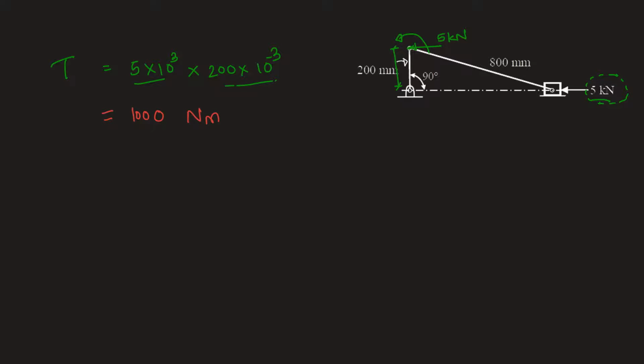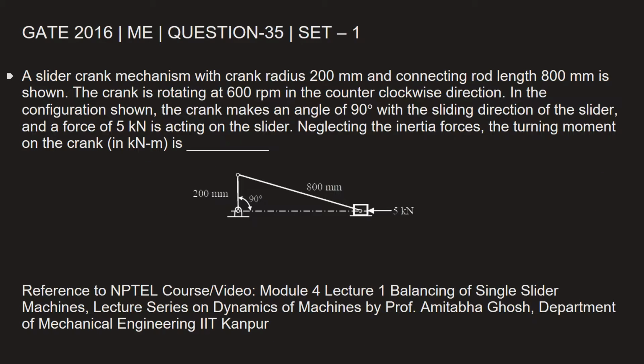We have to write the answer in kilonewton meter. So T equals 1000 by 1000, which is 1 kilonewton meter. It's as simple as that. The main concept here is to transfer this force of 5 kilonewton to the end point of the crank. That will simply give us the turning moment acting on the crank. I'll go back and fill in the answer. Neglecting the inertia forces, the turning moment on the crank in kilonewton meter is 1.